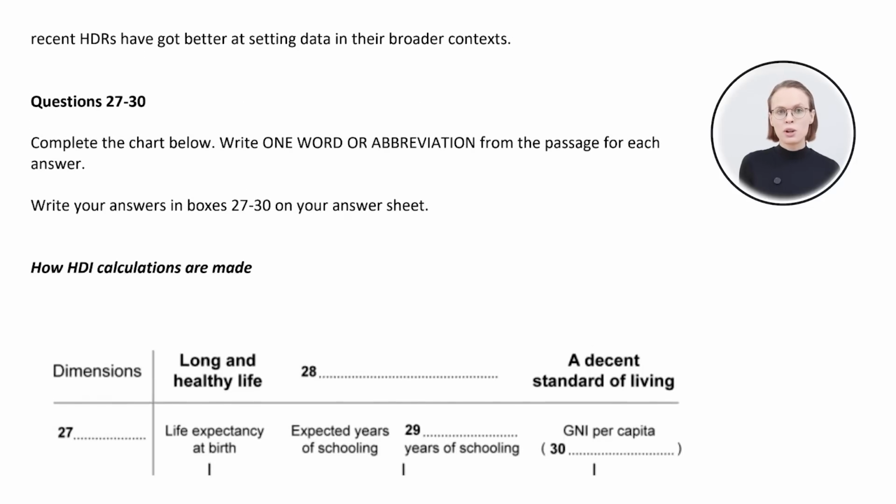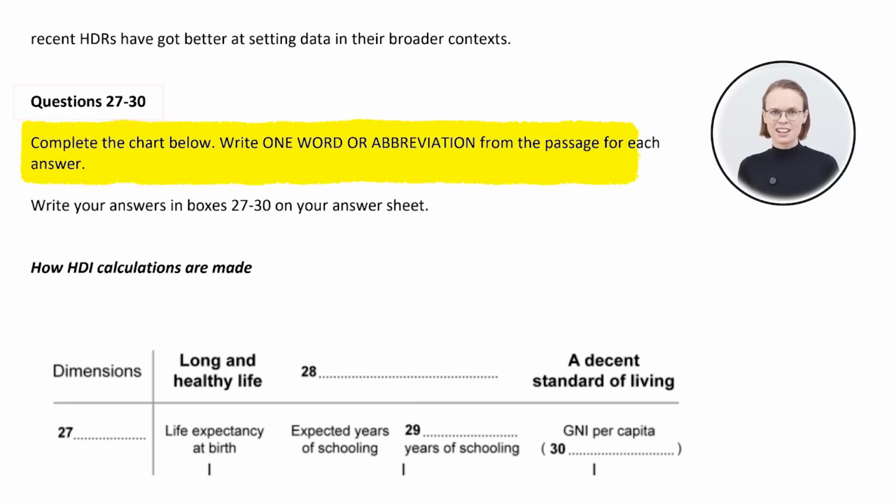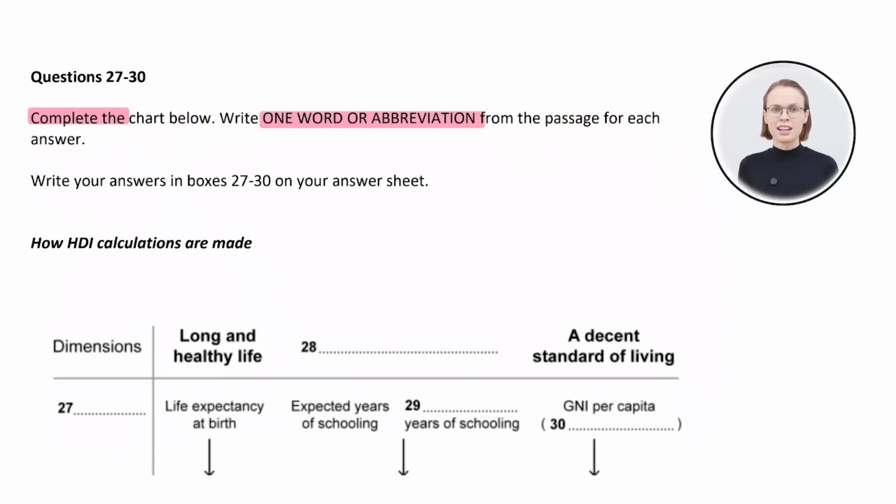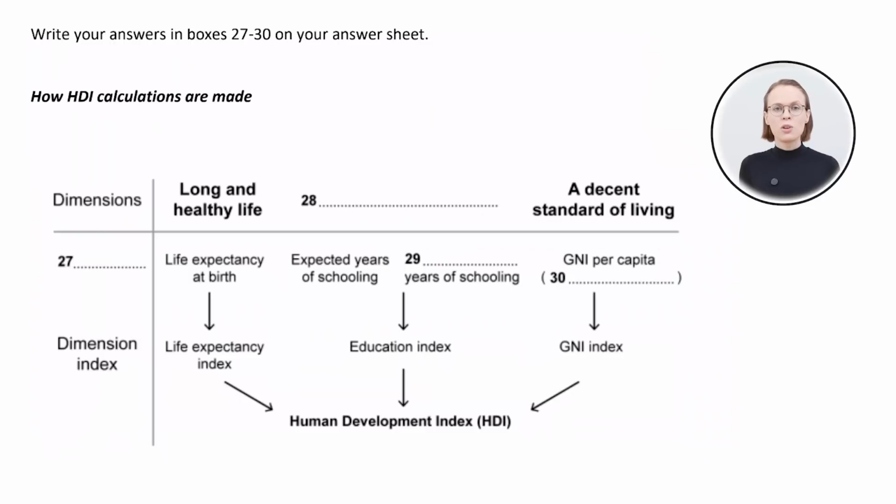We start with questions 27 to 30. First, let's take a look at the instructions. The instructions say, complete the chart below. Write one word or abbreviation from the passage for each answer. Write your answers in boxes 27 to 30 on your answer sheet. And here you can see the title. It says how HDI calculations are made.